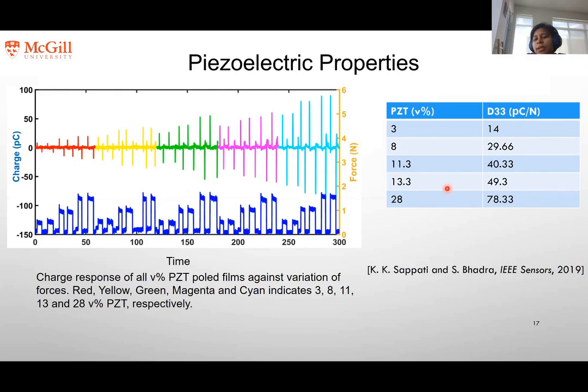So with 28 volume percentage, we have a pretty good piezoelectric charge coefficient, almost around 78 picocoulomb per Newton. And also, as I said, just looking at the number for the Young's modulus, this 28 volume percentage film is very flexible. So it is a film that we can actually use to make sensors.